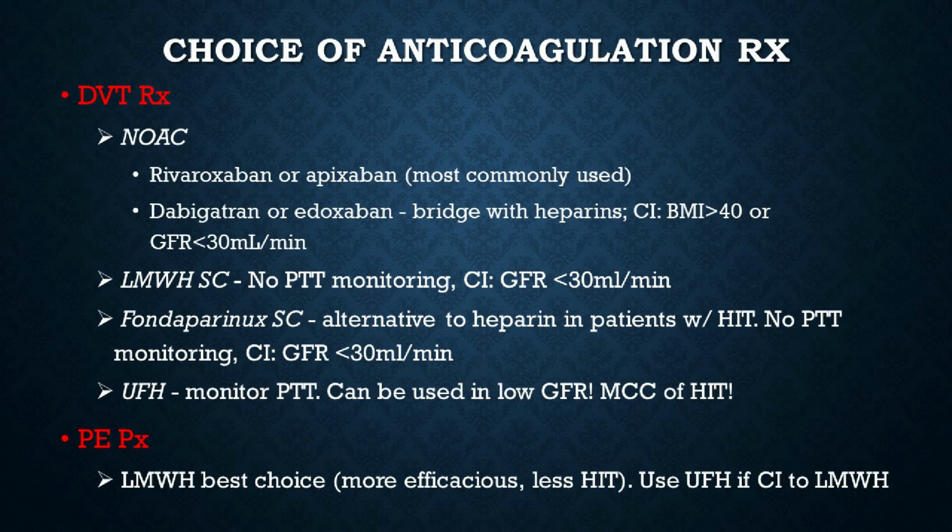And the most commonly used ones are rivaroxaban and apixaban. If you're using dabigatran or edoxaban, you have to bridge the treatment with low molecular weight heparin first. Now we have here contraindications to the NOAC drugs, which are board favorite questions, as you know, contraindications to everything. Now remember, do not use the NOAC drugs if the BMI is more than 40 or the creatinine clearance is less than 30. And also remember here the antidotes for the NOAC drugs. Andexanet alfa is the antidote for apixaban, rivaroxaban and edoxaban, which are the direct factor Xa inhibitors. And idarucizumab is the antidote for dabigatran, which is the direct factor 2 thrombin inhibitor.